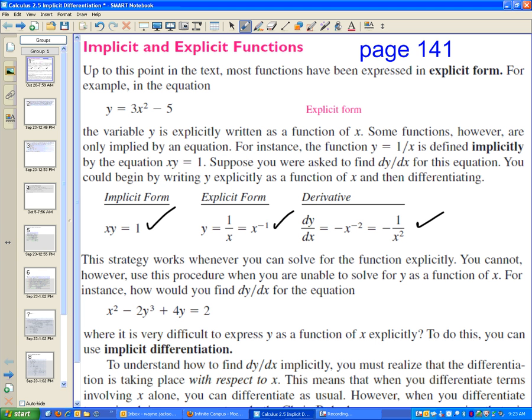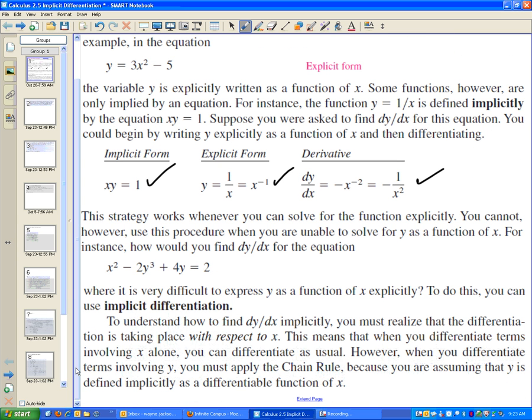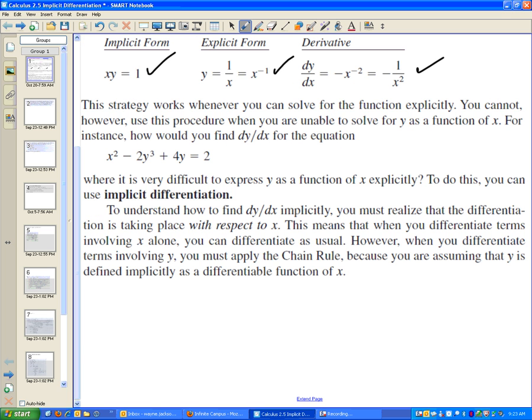Nothing wrong with that. Other than it doesn't always work. This strategy works whenever you can solve for the function explicitly. You cannot, however, use this procedure when you are unable to solve for y as a function of x. For instance, how would you find dy dx for the equation x squared minus 2y cubed plus 4y equals 2, where it is very difficult to express y as a function of x explicitly.